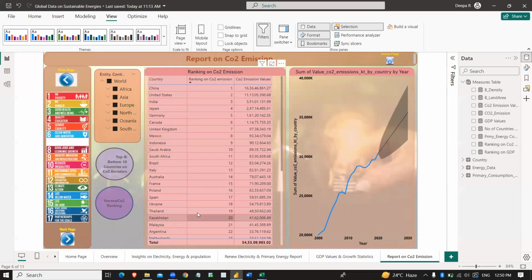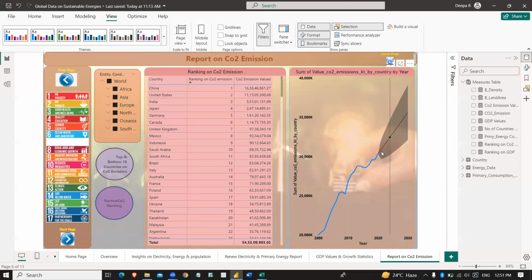In this particular page, I have tried to concentrate on the report on CO2 emission, that is carbon dioxide emission. Here also I have created two buttons, and according to those buttons, I have created a bookmark so that I can show you the top 10 and bottom 10 countries according to the CO2 emission and according to the normal ranking. Now you're seeing that according to the normal ranking, China, United States, India, all of them are on top, where we are emitting the carbon dioxide.